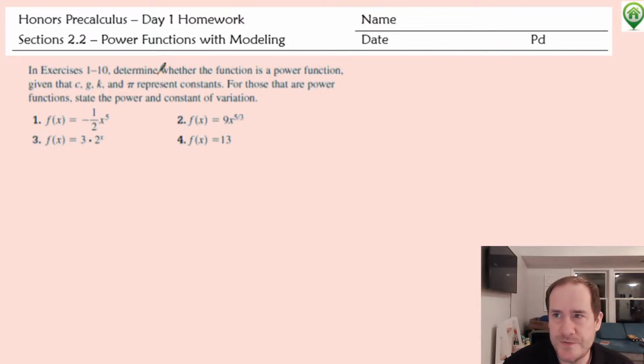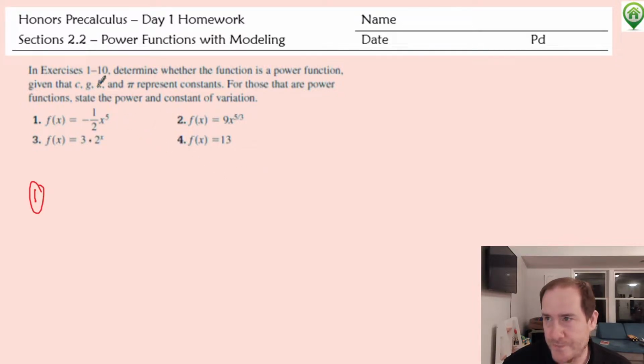So here you can see it's just asking you to determine if you're a power function. And if you are, then you have to state the power and the constant of variation. Pretty easy stuff. So for the first one, is this a power function? Again, your decision is just based on whether the coefficient is a real number, which you can scan. All of them are. There's nothing here that is imaginary, and that's what it means to be real: you're just not imaginary.